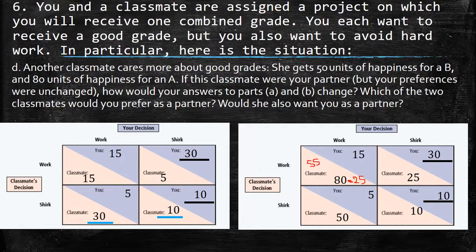So what is the classmate's decision going to be? Actually, it's going to be between work and shirk. When the other one shirks, it means your decision. So it should be 25, should be work.